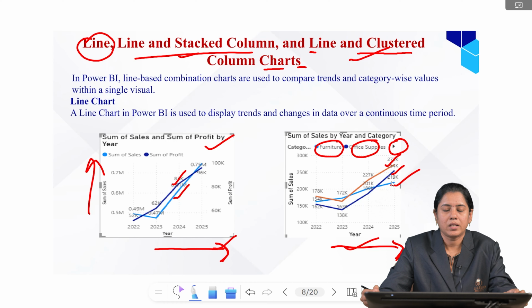This means the number of variables required for the line chart is a minimum of two variables, and one must be the date field. Apart from that, you can use one or more numerical variables or categorical variables.